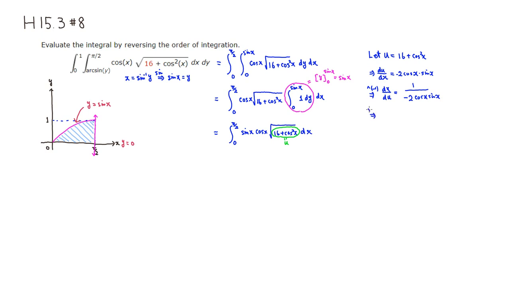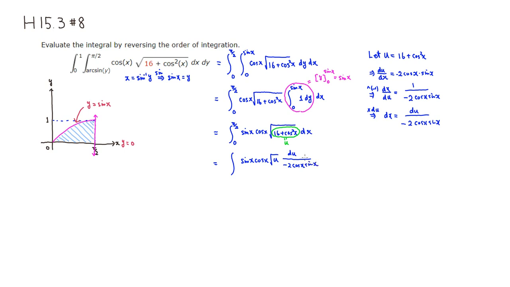Then we can just multiply through by du, right? So dx is equal to du over negative 2 cosine of x sine of x, right? So we do that. So you have an integral, right? I'm going to leave sine of x and cosine of x as they are. Then this is going to be the square root of u, right? And dx is equivalent to du over negative 2 cosine of x sine of x, right?